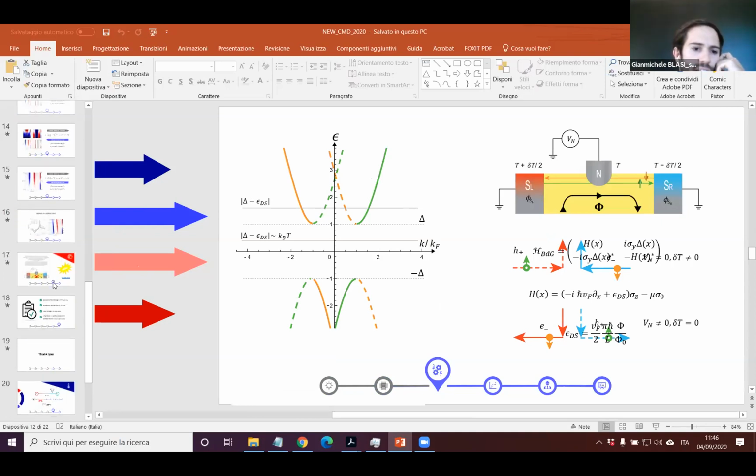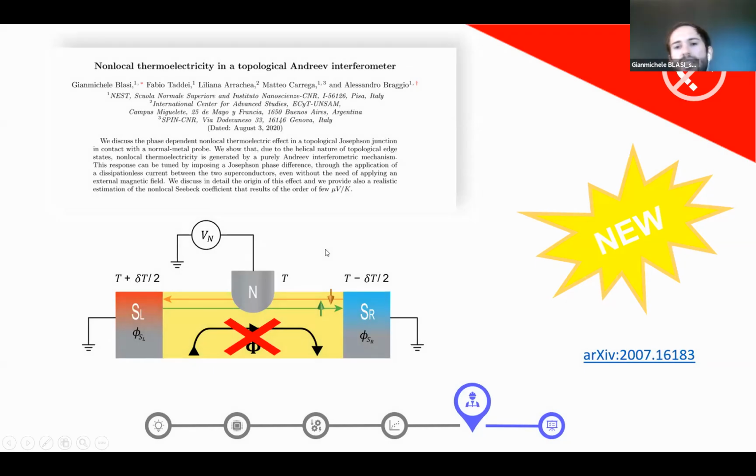In the absence of the flux, the mechanism is something related to an Andreev interferometric mechanism. That means that quasi-particles and quasi-holes coming from different superconducting reservoirs have a different dependence on the Josephson phase difference among the superconductors. And when they arrive into the probe, they form a kind of interference pattern, and that lets this thermoelectric current emerge inside the probe. So it's different from the Doppler shift, because the Doppler shift is mainly based on the shifting of the parabola, or the spectrum of the system, instead.